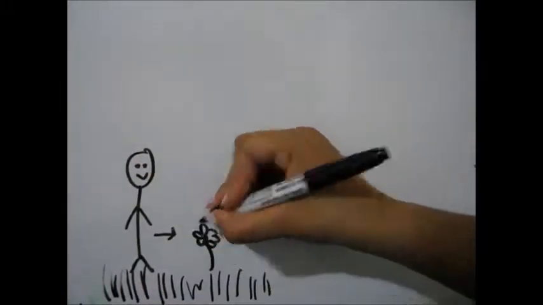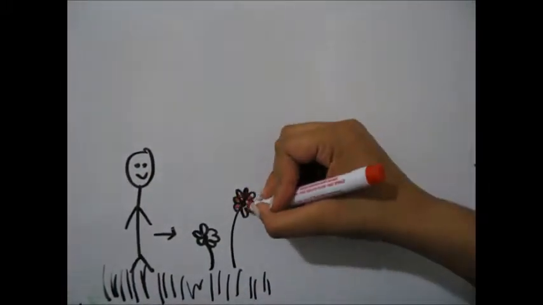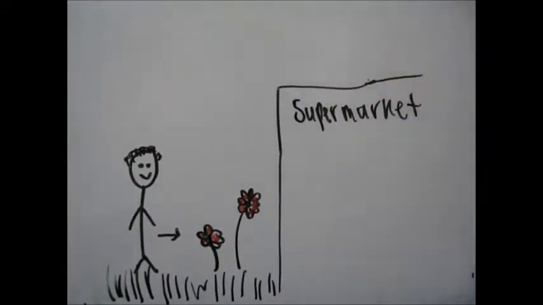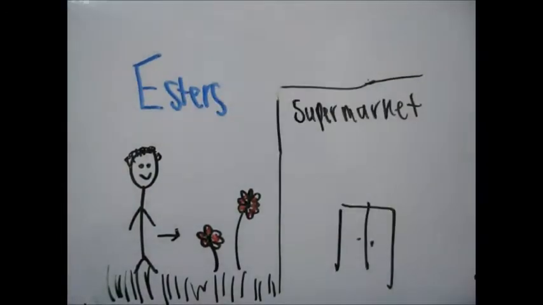Imagine walking in a field full of flowers or into a supermarket. You are greeted with an aroma of different scented flowers or fruits. The different scents are known as esters. Esters occur naturally in many plants, and they are directly responsible for the odors of the fruits you eat daily and the strong scented flowers.